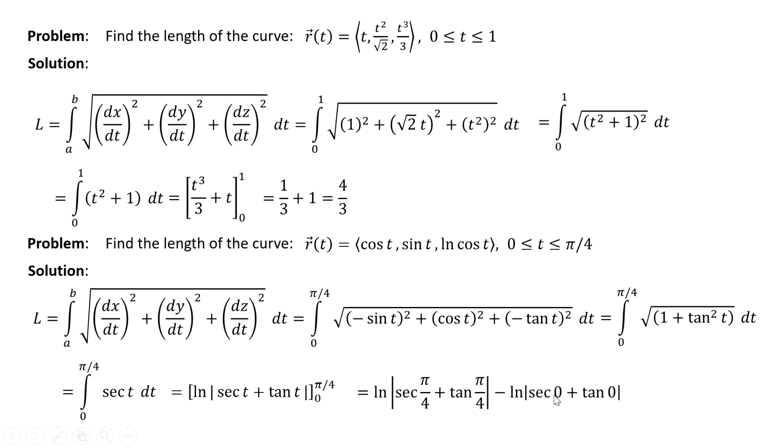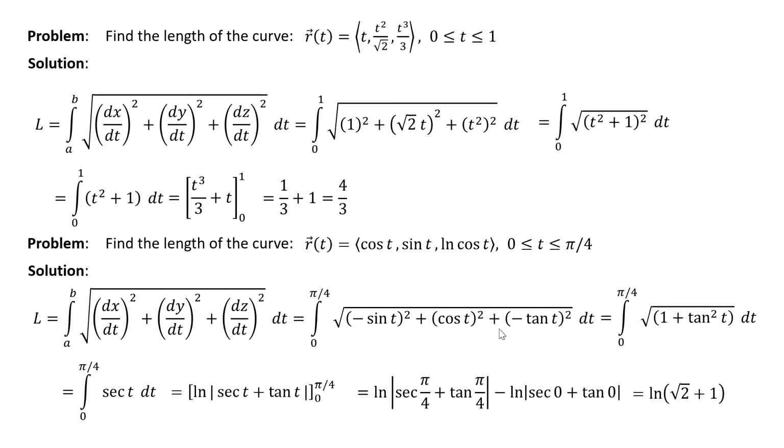Secant 0 is 1 because cosine 0 is 1. Secant 0 would be 1 over 1, which is 1. Tangent 0, however, is 0. So we have natural log of 1, which is just 0. So this simply is natural log of the quantity square root of 2 plus 1. Cool? All right. So that's how we find the arc length of this parametric curve from 0 to pi fourths.